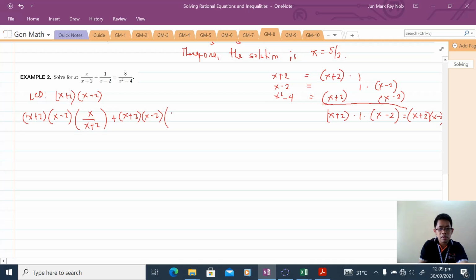The second term is negative 1 over x minus 2, and then multiply the LCD to the term on the right, 8 over x squared minus 4.